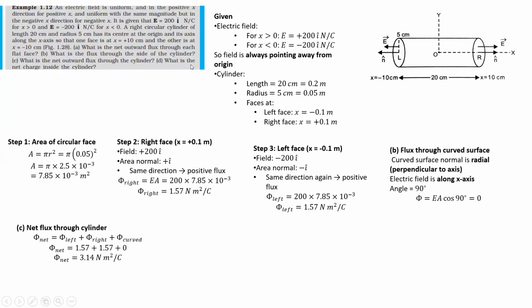Last part: what is the net charge inside the cylinder? We got the value for flux. Now, charge we want. Gauss theorem: flux is equal to 1 by epsilon naught times the charge. So charge is epsilon naught into flux, that is epsilon naught into 3.14. If you simplify, it is 2.78 into 10 to the power minus 11 coulomb. This is the total charge present inside the cylinder.